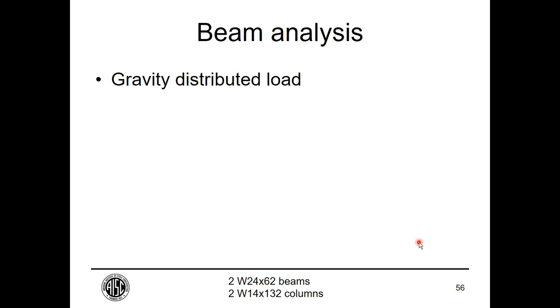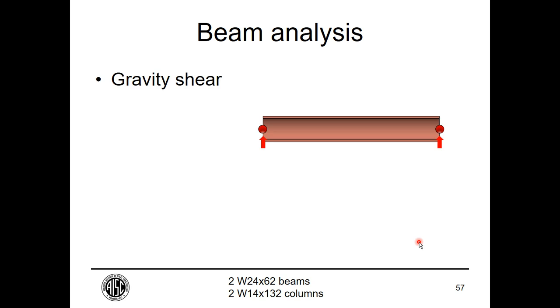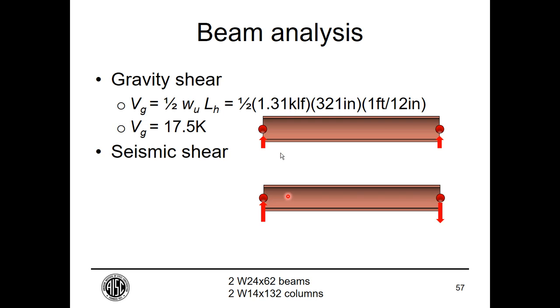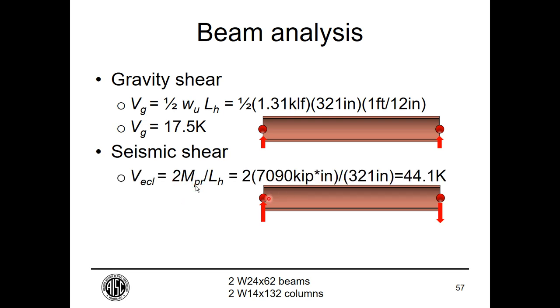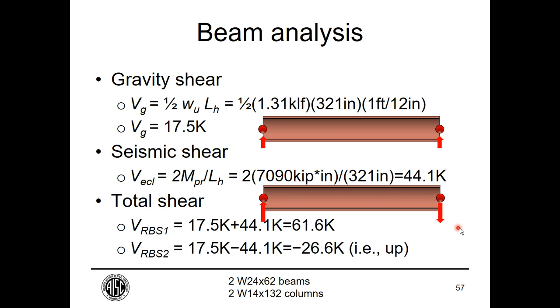Okay, so to analyze the beam, we consider both gravity and seismic. Sometimes the gravity is significant, sometimes it isn't. Here's the distributed gravity load. So gravity gives us a shear at each end of the beam of about 17.5 kips. And then seismic gives us a shear corresponding to the plastic hinge formation at each end, divided by the length between hinges, of 44 kips. So we put it together, and on one side that's 62 kips, and on the other side where they offset each other, it's 27 kips.